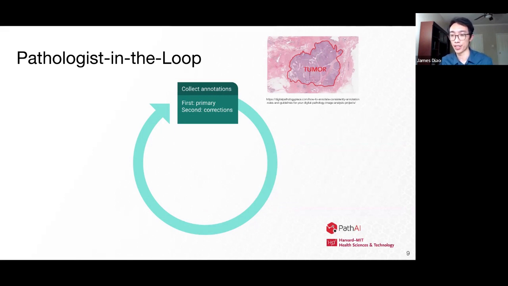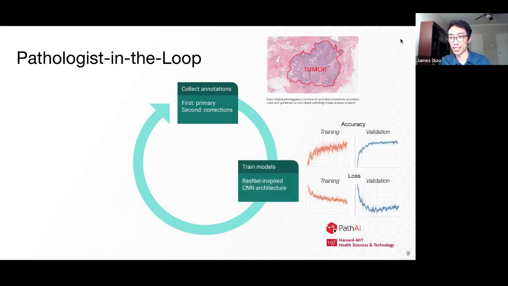This is not actually an example of the annotation process. It's just a picture I found online to go along with it, because I don't have access to the slides platform anymore and couldn't attach a proper slide. Anything that's not referenced is from us, and anything that's referenced I got from somewhere else. Then we would train models. It's a ResNet-inspired CNN architecture, and it's very standard model training. I won't go into that.